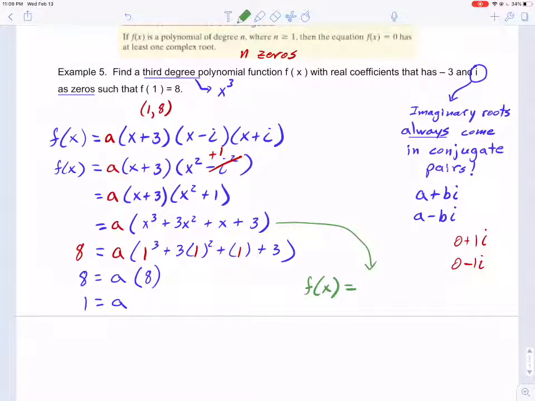This is my answer. x cubed plus 3x squared plus x plus 3. I now have a third degree polynomial whose roots are negative 3 and positive i and negative i.